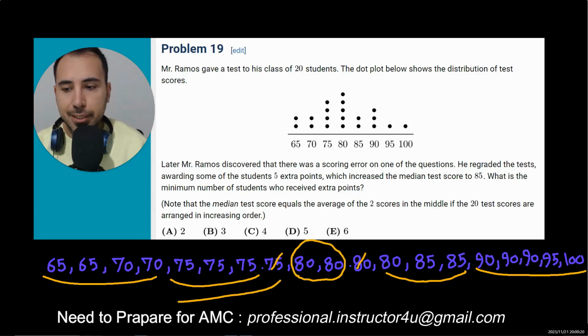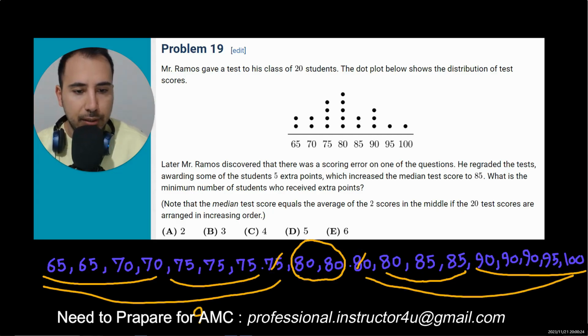So here will be 9 numbers from here. So from here will be another 9 numbers. So just for your information, the 10th number and the 11th number, okay? The average of these two will give the median, 80 plus 80 divided by 2.